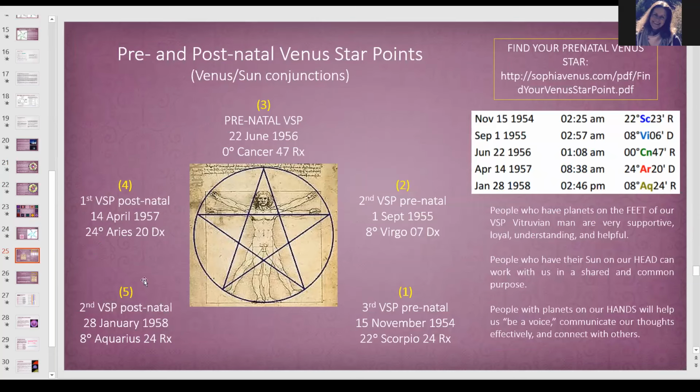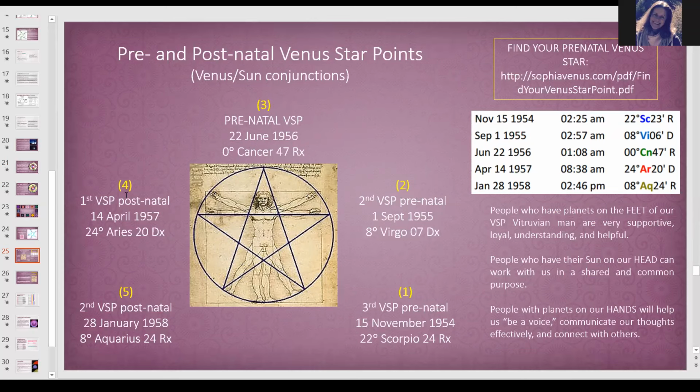And according to this model, we can go back even further to the third VSP prenatal, which was on the 15th of November 1954, which is at one of the feet of my Vitruvian man, and that's at 22 degrees Scorpio. And one of the hands of the Vitruvian man for me is the second Venus star point prenatal, which took place on the 1st of September 1955 at 8 degrees Virgo. The head is the prenatal Venus star point at 0 degrees Cancer.